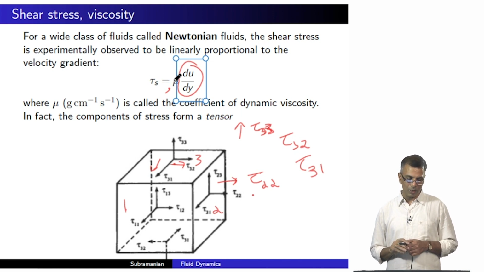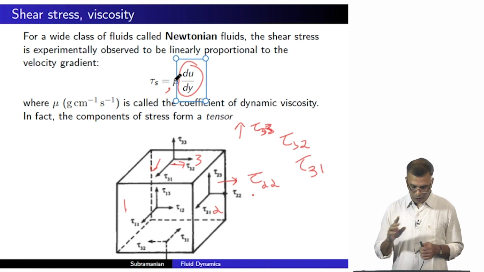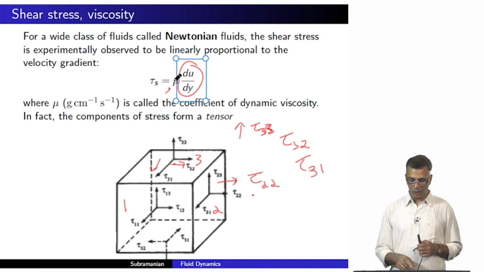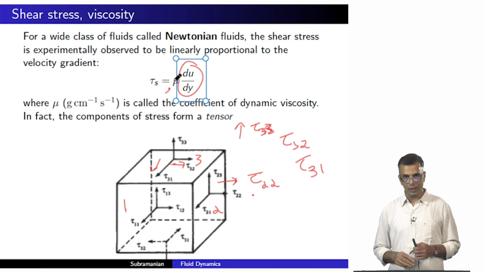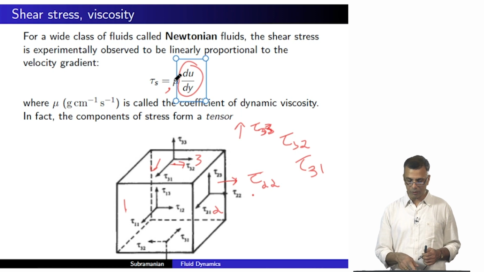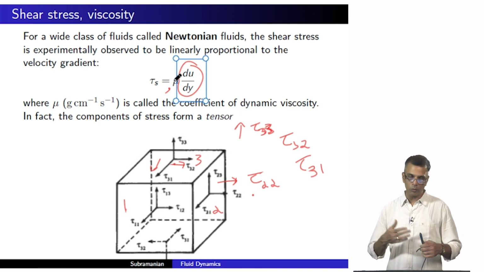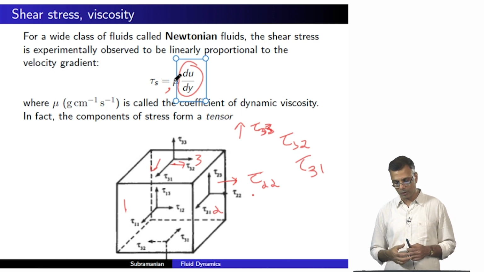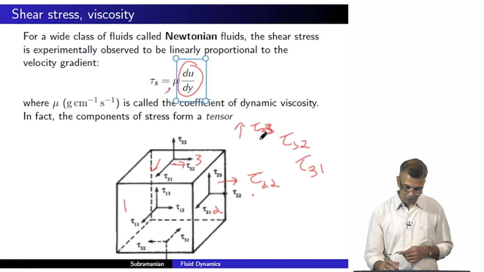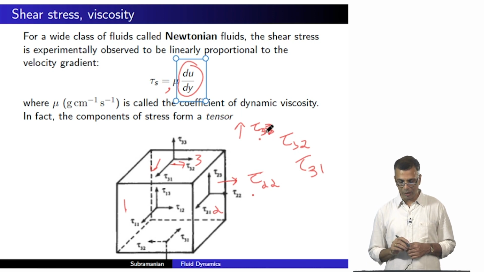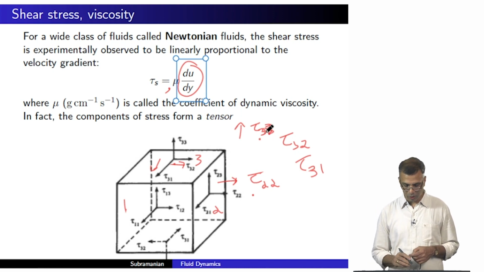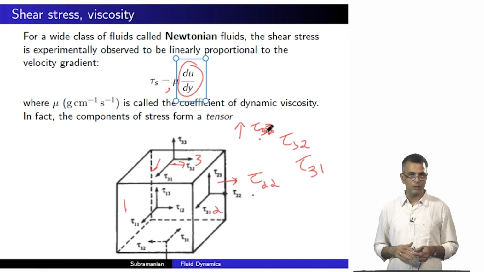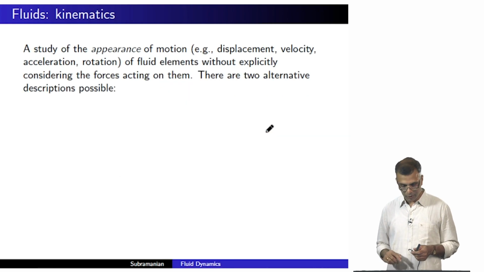And the components of these stresses form what is called a tensor. The tensor is simply a matrix, the elements of which are tau 11, tau 12, tau 13, so on and so forth. Okay, some of them are shear stresses, some of them are normal stresses. The normal stresses are the ones in which these two indices are the same, for instance tau 11 or tau 22 or tau 33. All the other off-diagonal elements are called shear stresses, right?